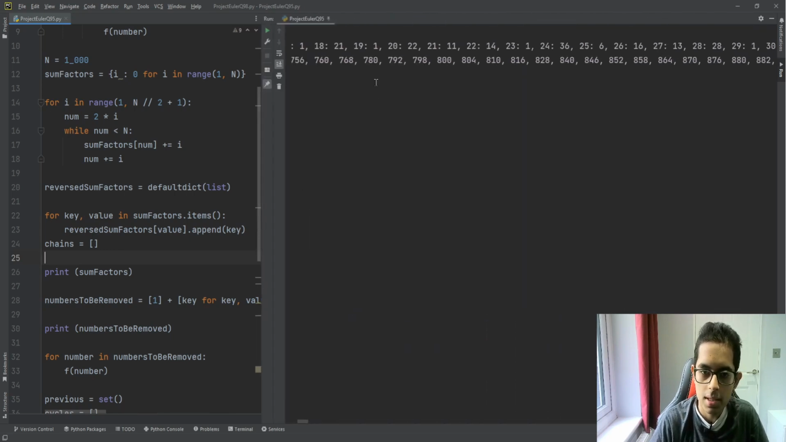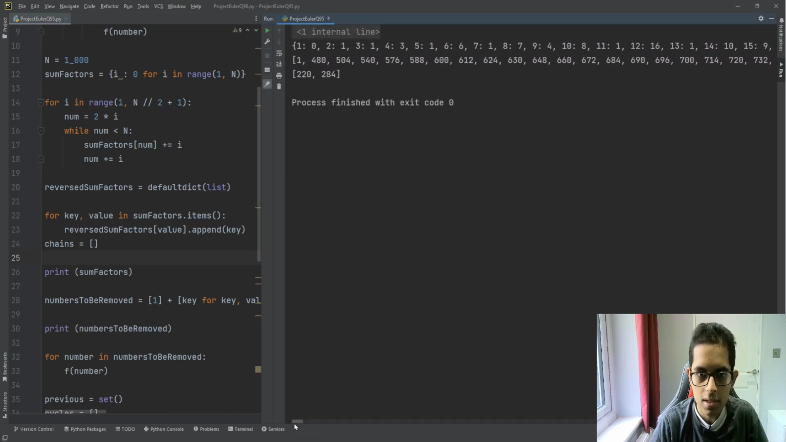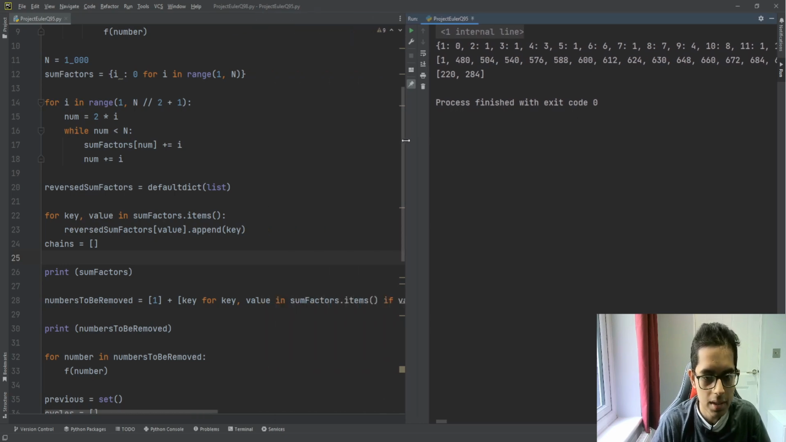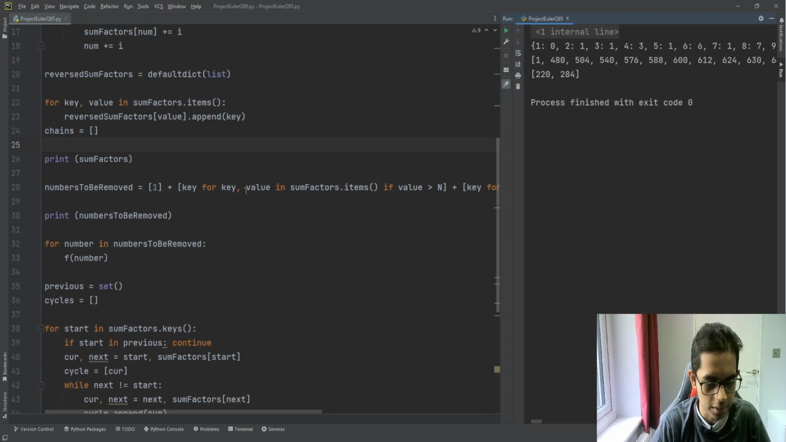So for example, we saw in this example that a bunch of numbers give 1. And no surprises, these numbers which give 1 are the prime numbers, because the only factor which prime numbers have is 1. 2 doesn't count, like itself doesn't count. So if we were to print reverse sum factors 1, we would get all the prime numbers. If we did reverse sum factors 2, we'd get all the numbers which are the multiple of 2 prime numbers, and so on. So that's reverse sum factors. It will be useful later on in our code.